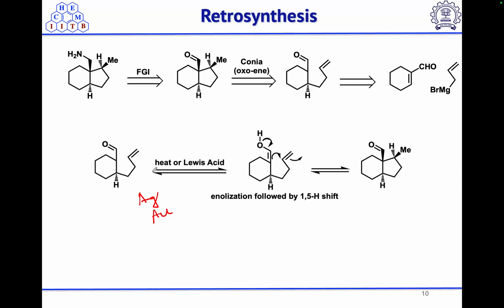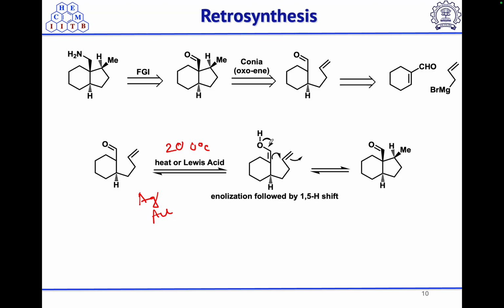Now, if you heat the reaction to around 200 or 300 degrees centigrade, you will get the desired conversion. Basically, it will be in equilibrium with this tautomer. So this is the aldehyde and this is the enol.